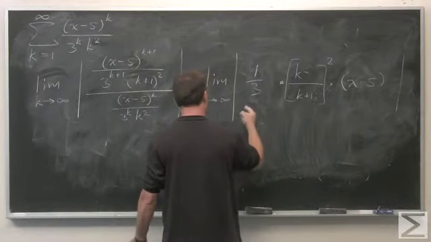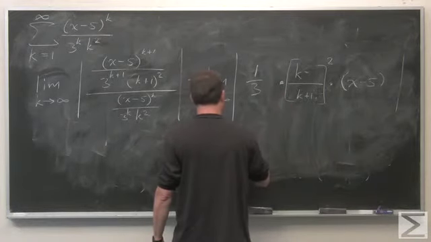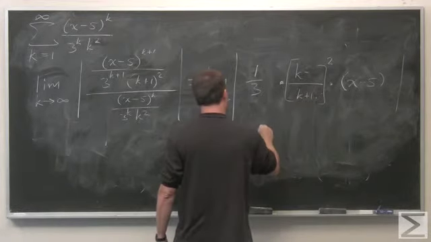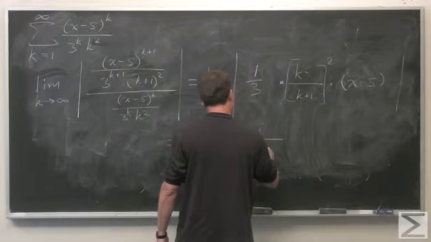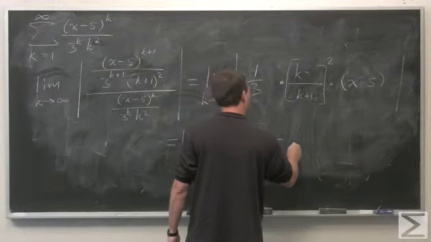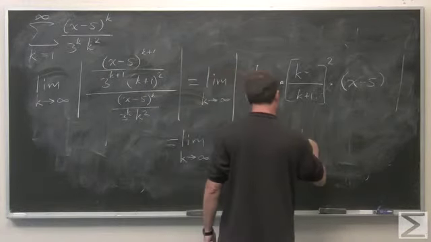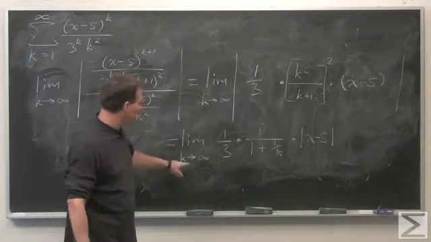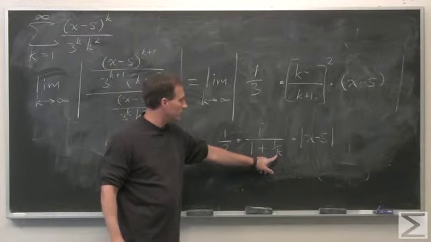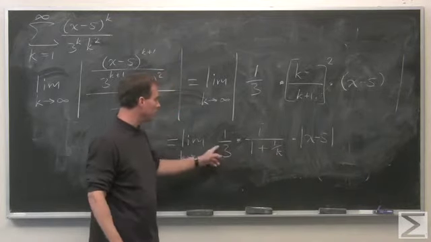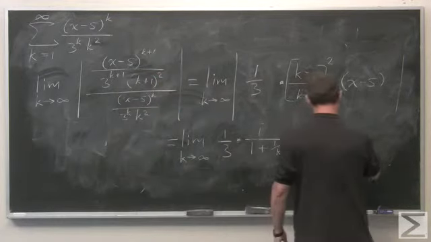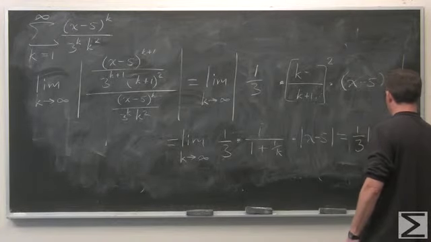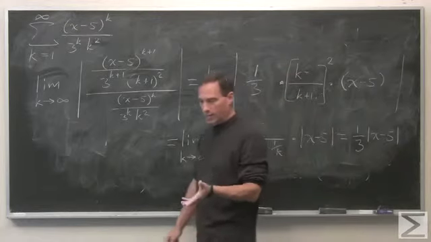bring out the absolute value of 1/3, which is 1/3. This part's positive. But you divide the numerator and denominator by k, you get 1 over 1 plus 1 over k. And then times, we still need absolute value signs around the x minus 5. As k goes to infinity, 1 over k goes to 0, so this part goes to 1, and you're left with 1/3 times the absolute value of x minus 5. This is this limit. What does this tell us?